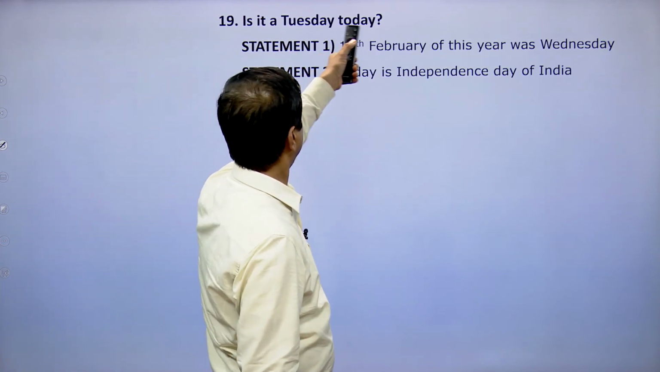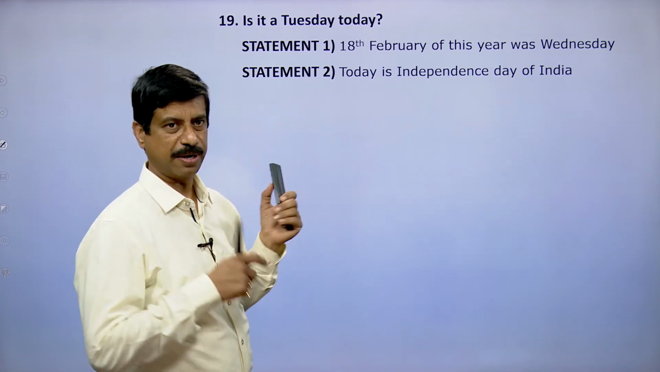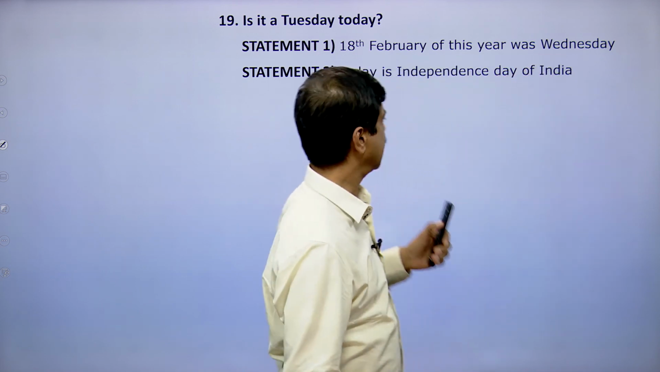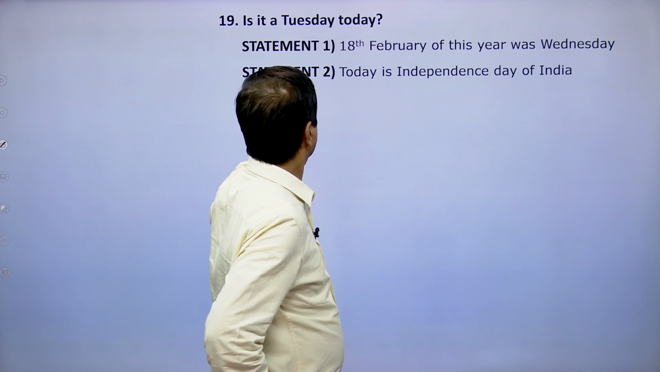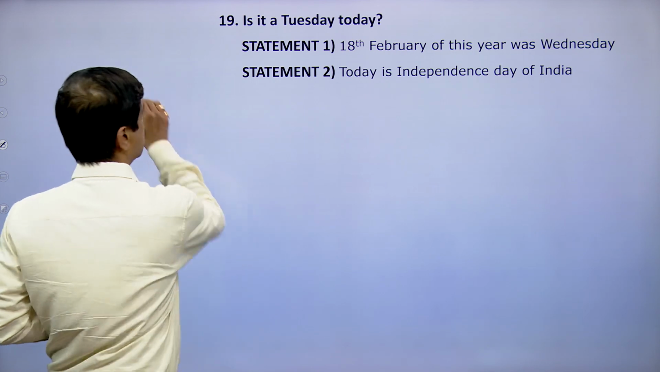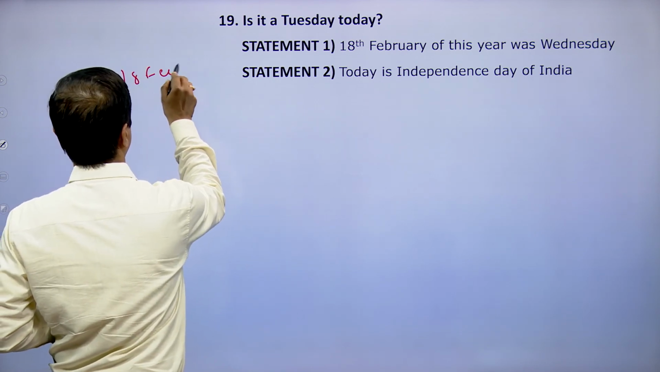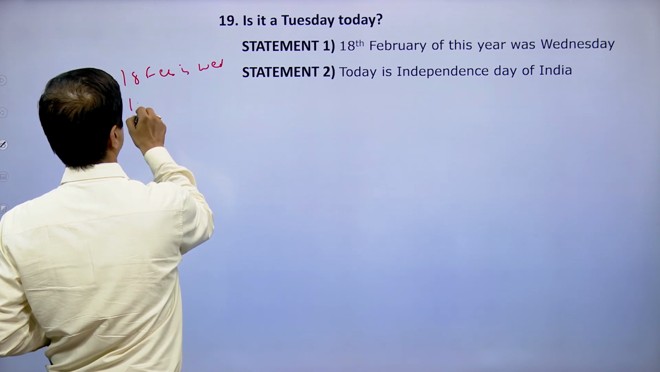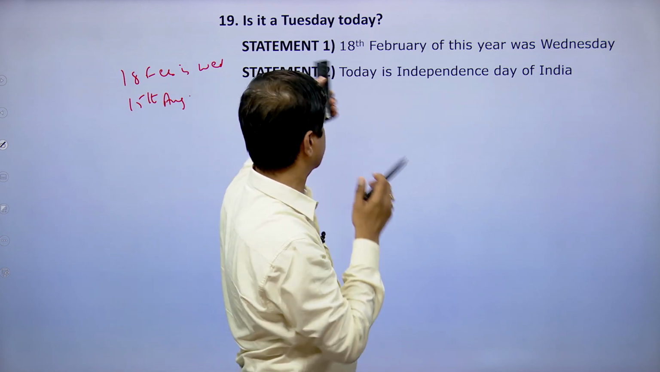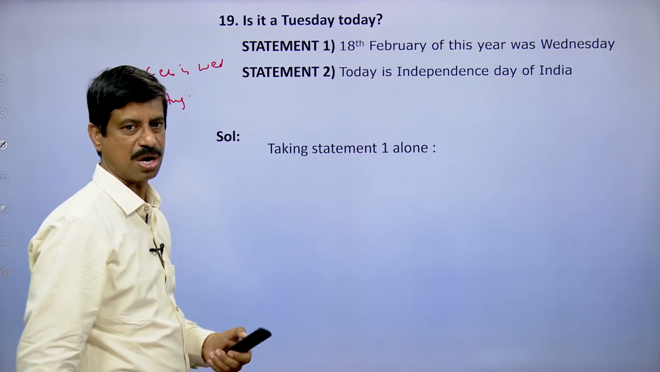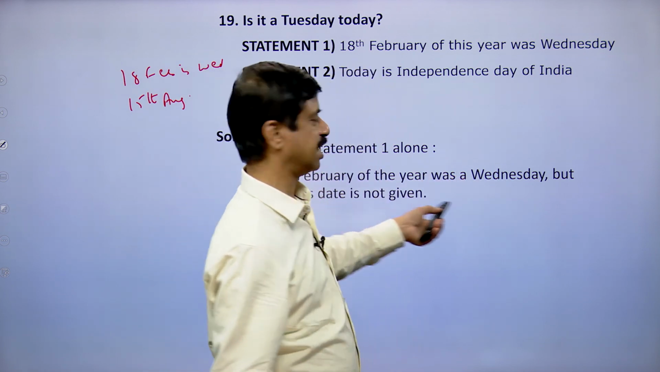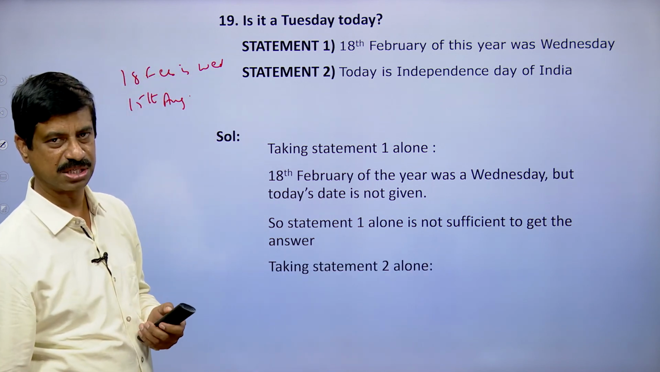Is it a Tuesday today? Statement 1: 18th February of this year was Wednesday, and today is Independence Day. So, that means 15th August. So, 18th February is Wednesday and today is 15th August. Now, statement 1 alone cannot tell us whether today is Tuesday or not. We know that 18th February was Wednesday, but today's date is not given. Therefore, statement 1 alone is not sufficient.